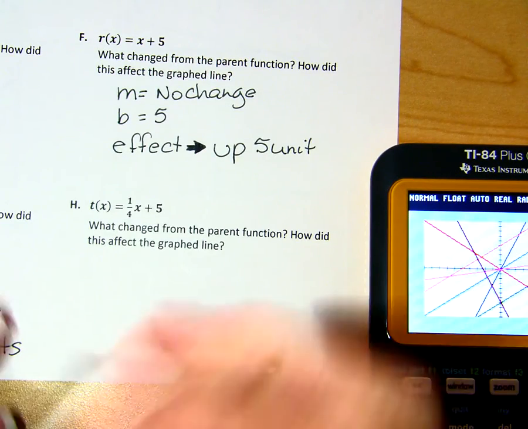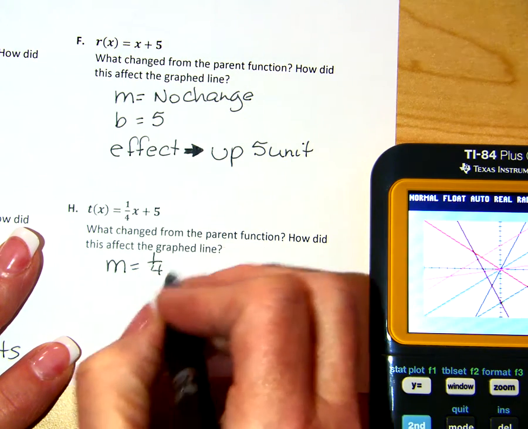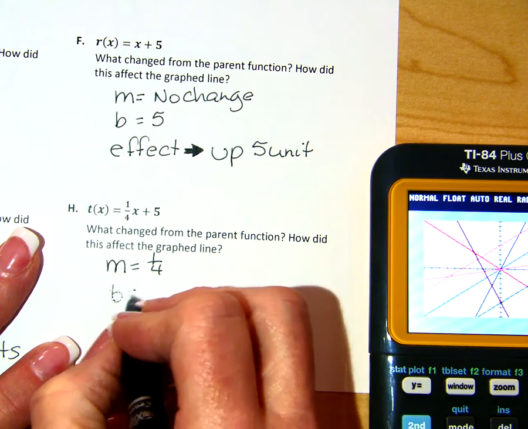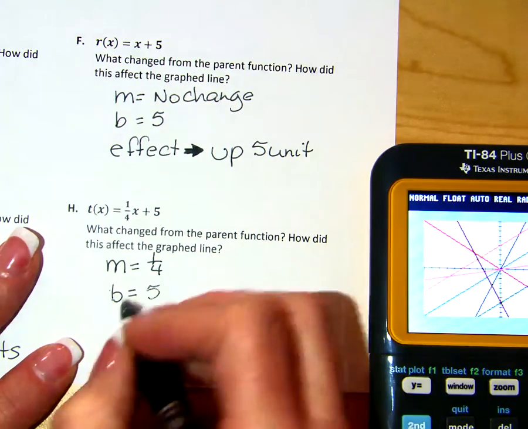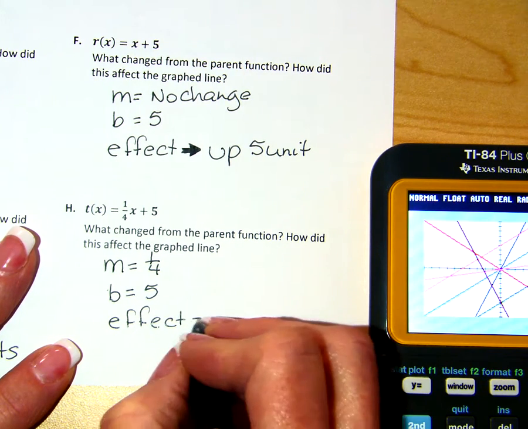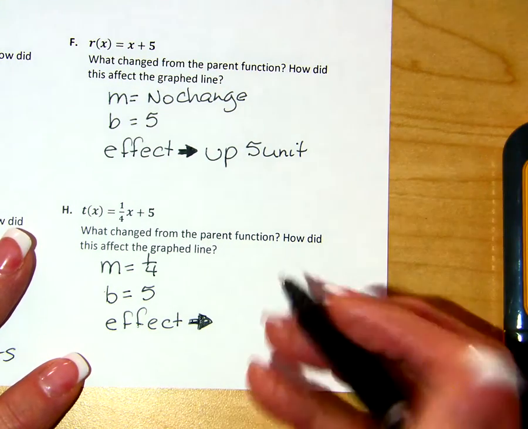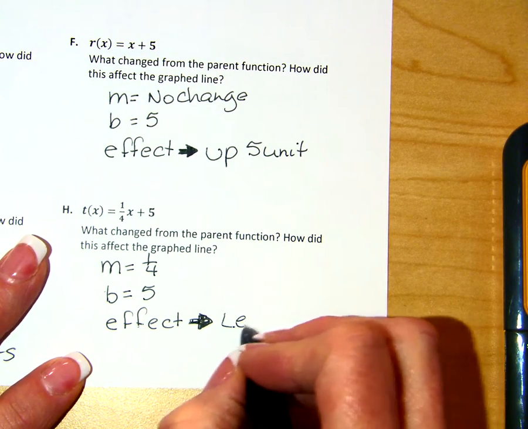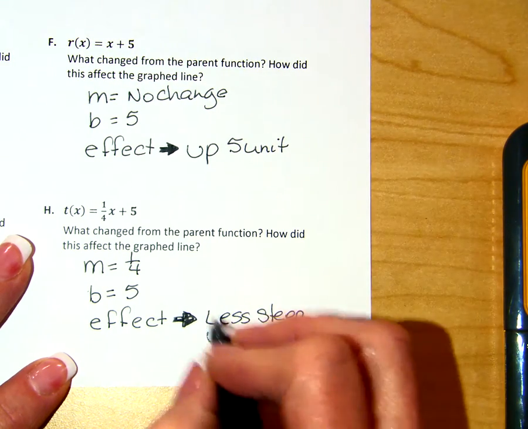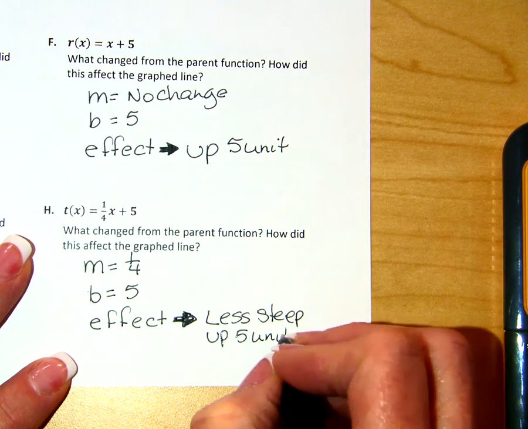For this one, the slope is now 1/4 because this is something between 0 and 1. We expect it to be less steep than the parent function. Our y-intercept is now 5. So we are not having any reflection because it's still positive, but we do have it being less steep and up, because this is a positive 5, we're going to go up 5 units.